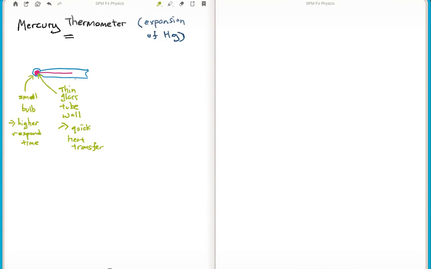Third thing is, why is it so small? This inner tube, why can't we make it bigger so that it's easier for you to see? Why is it so small? The capillary tube, they call it.